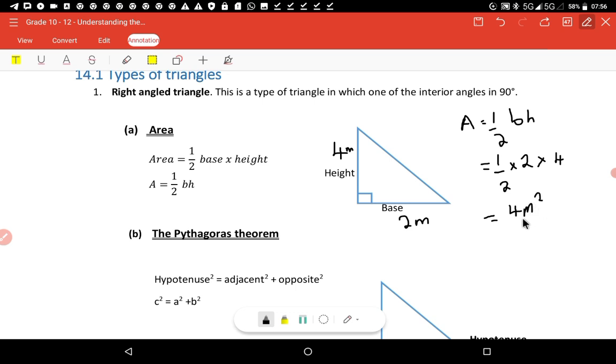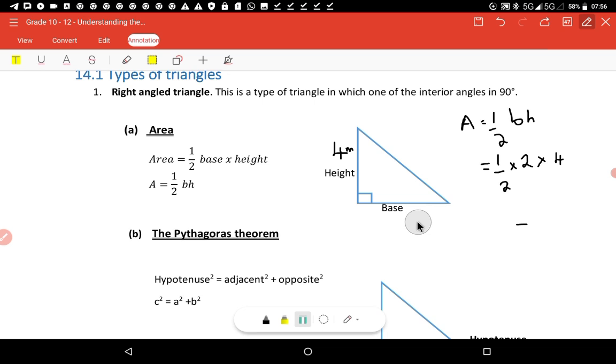Area is always in square meters. So this is how you can calculate the area. Area is equal to half base times height. This only applies for this type of triangle, and that is what we need to know about these things.